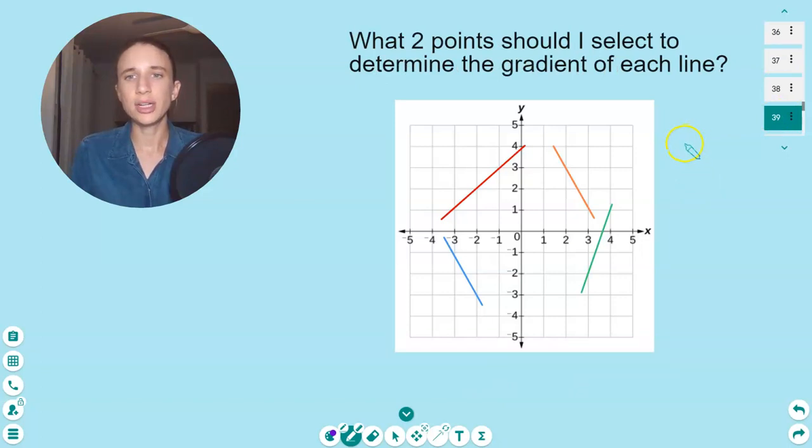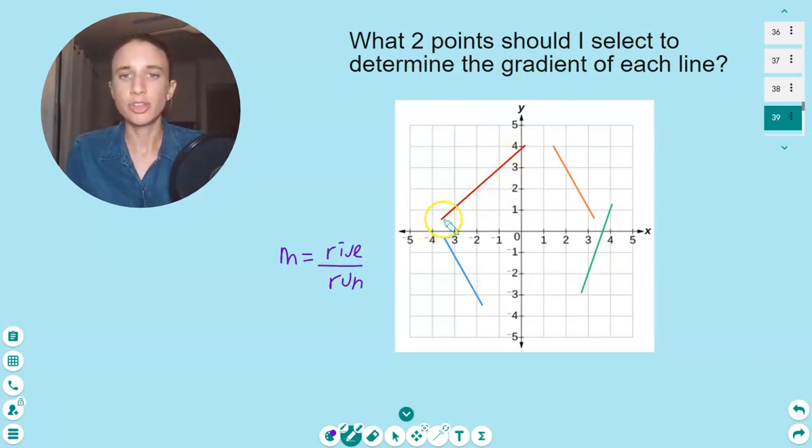Now, this is just a little bit of revision from the last video. So it says, what 2 points should I select to determine the gradient of each line? So since we're given a graph, we are going to be using this formula if we need to find gradient. But yeah, what 2 points should I select to determine the gradient of each line? So let's look at this red line, because some students have a bit of trouble selecting the points that they'll use. So I wouldn't select this point here. It's going to give me a decimal number.